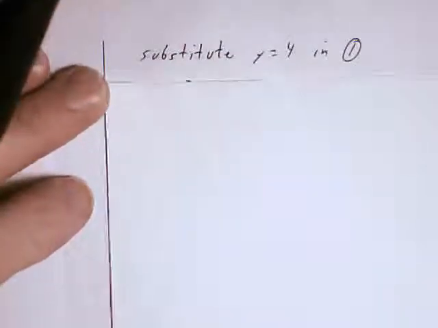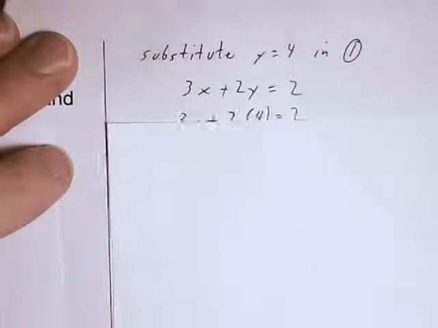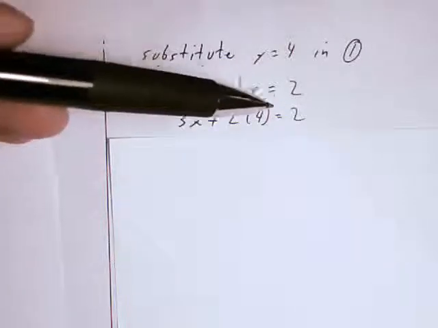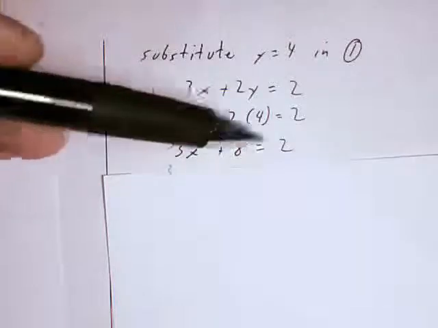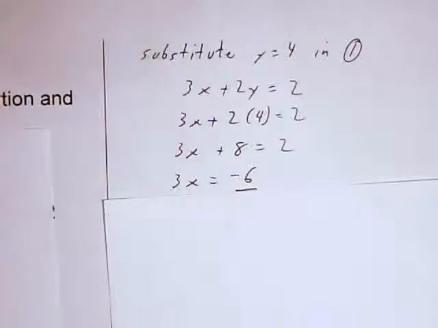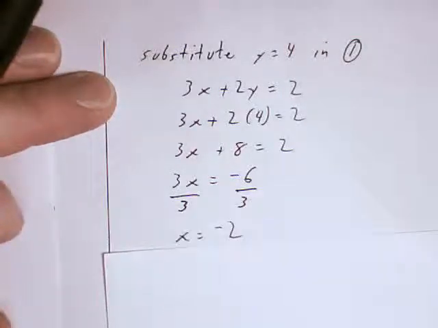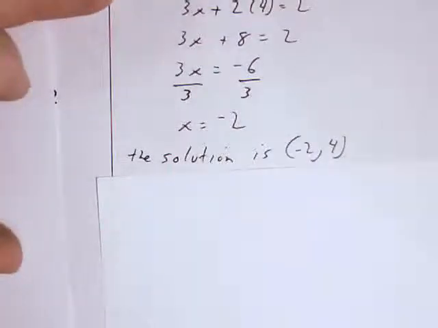So I'm going to substitute y equals 4 in equation 1. So I've got 3x plus 2y equals 2. That's my equation 1. I'm now going to plug in the 4 for y. That gives me 3x plus 8 equals 2. I'd like to get rid of that 8, so I will subtract it from both sides. I get 3x equals negative 6. So if I divide both sides by 3, that will give me x equals negative 2. The solution to the system is negative 2, 4.